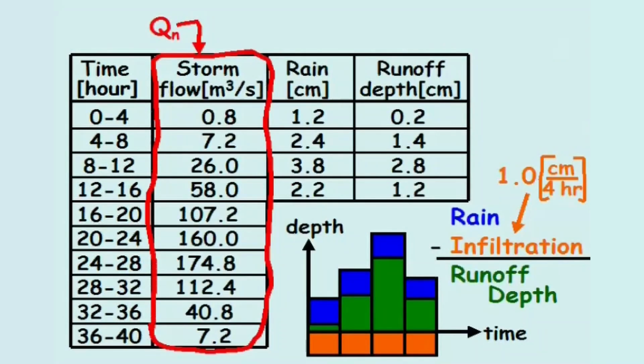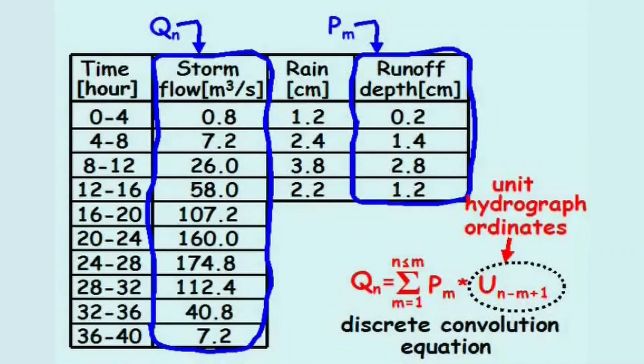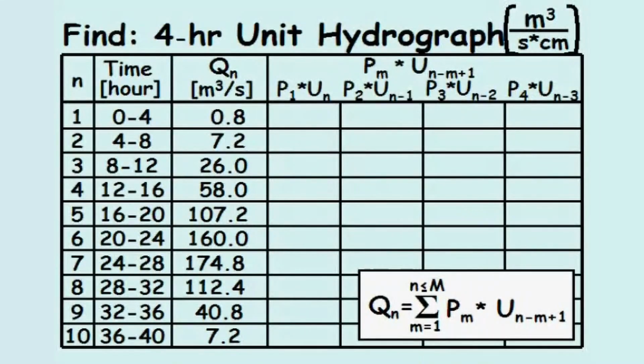For sake of convenience, let's designate the storm flows with Q sub n and the runoff depth with P sub m. And the goal is to solve for the unit hydrograph ordinate, U sub n minus m plus 1, as defined in the discrete convolution equation. We set up the hydrograph so it reads similar to our convolution equation, where the storm flow equals the sum of the product of the runoff depths times the unit hydrograph ordinates.